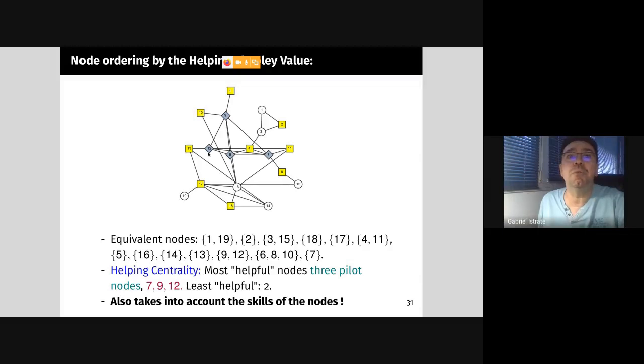What's the least helpful node? The least helpful node is node 2. That's basically because no neighbor of node 2 has any useful property or knows anything. So it cannot bring that much to the table. It's not a pilot. It brings some because it knows martial arts, but it doesn't bring anything from the neighbors. So it's the least helpful.